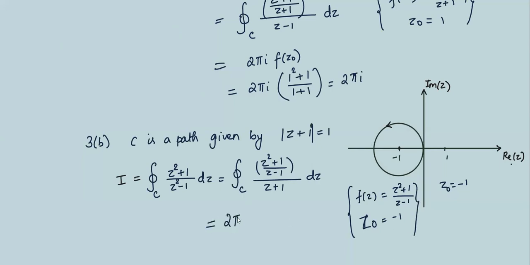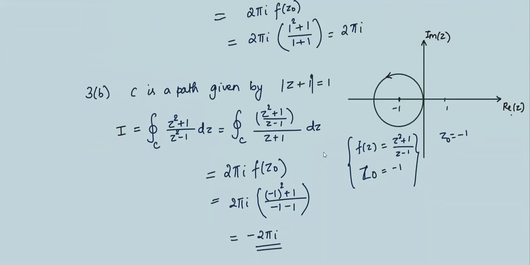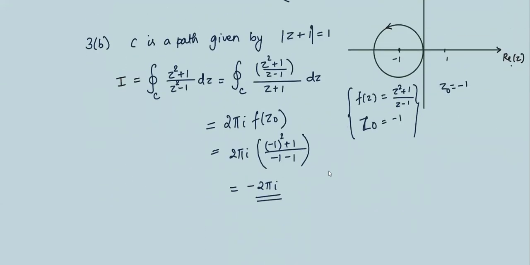So by Cauchy's integral formula, you get 2 pi i times f of z naught. This will be 2 pi i times ((-1) the whole square plus 1) by (-1 minus 1). So numerator is 2, denominator is -2, so you get a minus sign. So you get -2 pi i. So when the path changed, the value of the integral also changed.